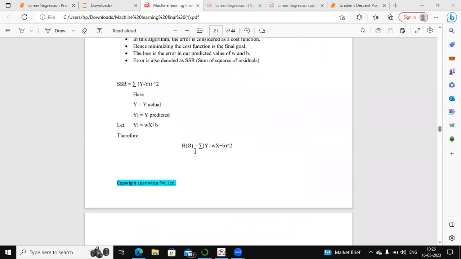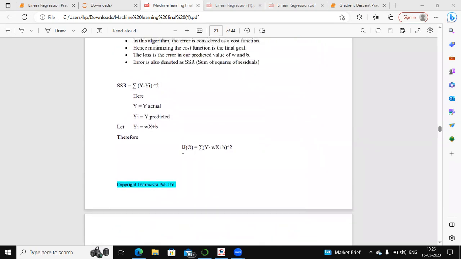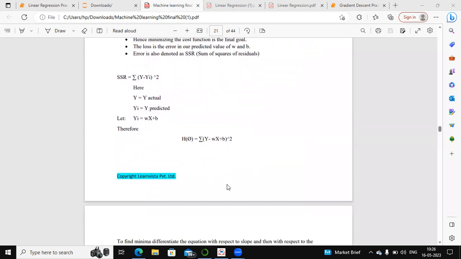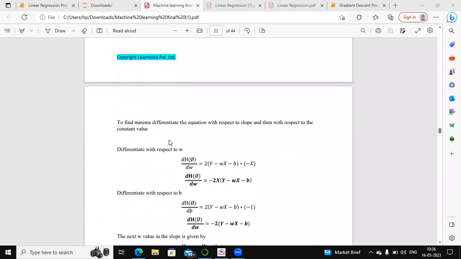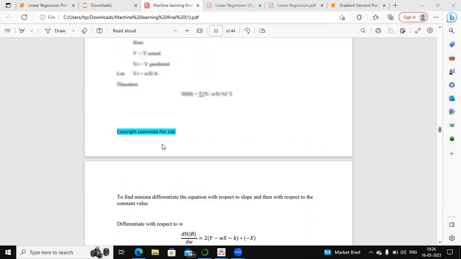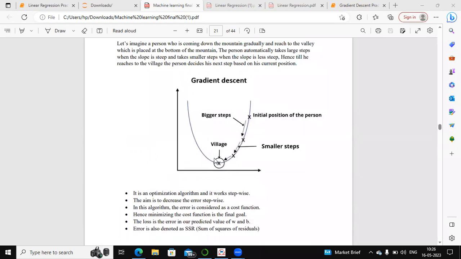Therefore, let's call this h of phi, which is our cost function, the summation of (y minus (wx plus b)) whole square. To find the minima, differentiate the equation with respect to slope and then with respect to the constant value. So we have to find the minima, right?